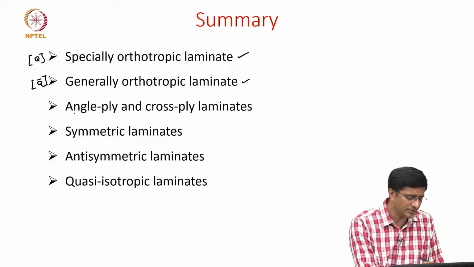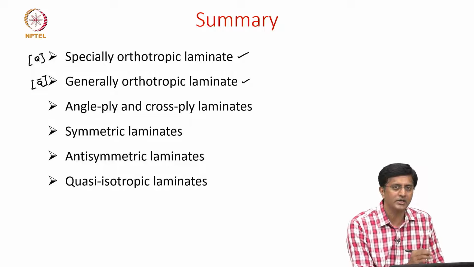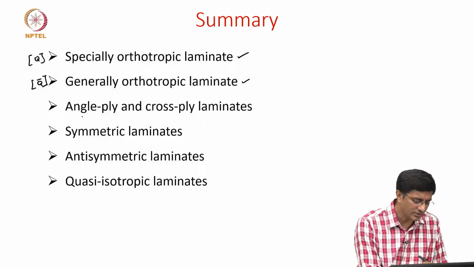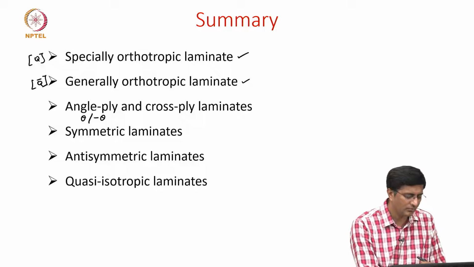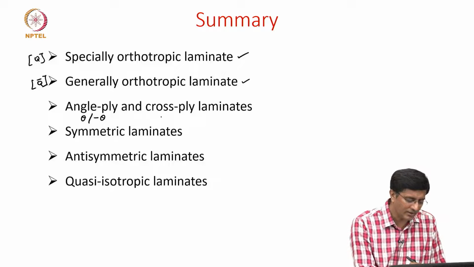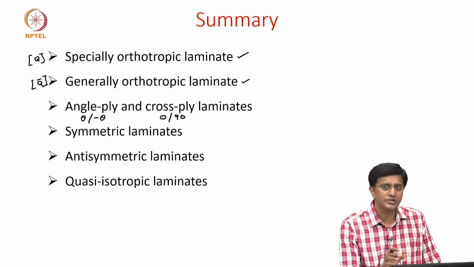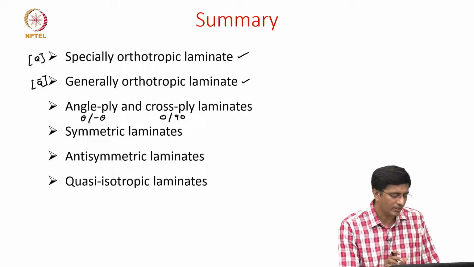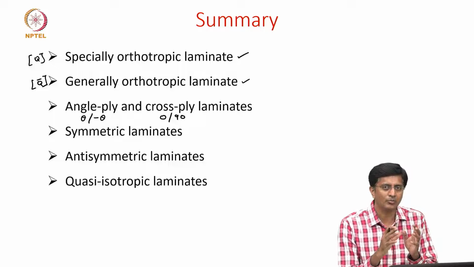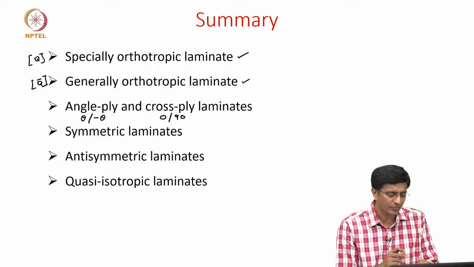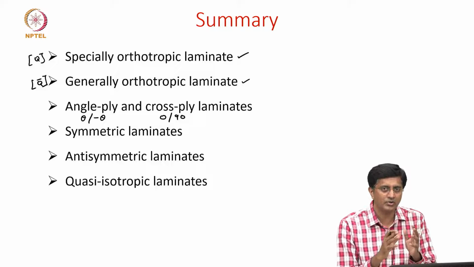In this video, we started by discussing what we meant by angleply. We said if they are made with the same material and same thickness, and the only difference is the angles are either theta or minus theta, then we call it angleply. For crossply, we said the angles are either 0 or 90. But later we also discussed balanced angleply and balanced crossply laminates, where there are equal numbers of thetas and minus thetas for balanced angleply, and for balanced crossply there are equal numbers of 0-degree layers and 90-degree layers.